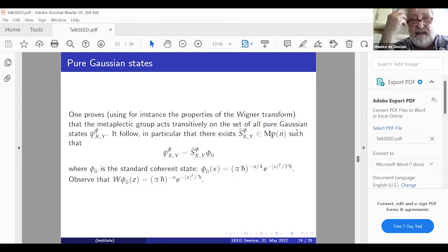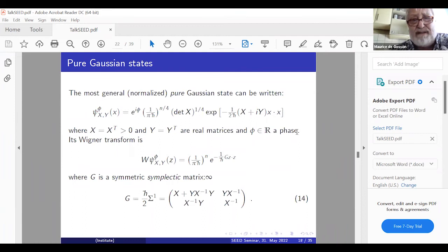There are very precise formulas for that. So you can say that the metaplectic group acts transitively on the manifold of all Gaussian states. Observe that I'm only considering Gaussian states centered at the origin. You can also translate them. It does not make the theory much more difficult.